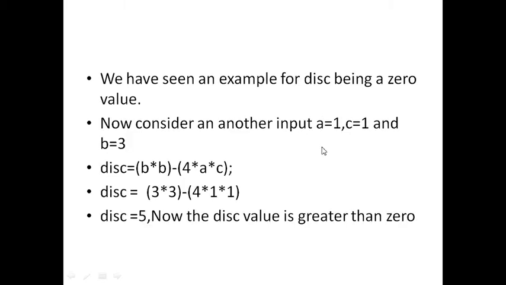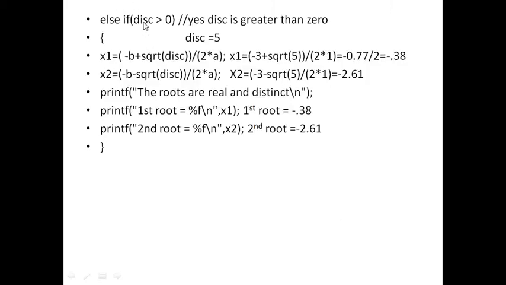Now let's look at the next condition, where we consider another input. A is equal to 1, C is equal to 1, and B is equal to 3. So you have b square is equal to 3 into 3 minus 4 into 1 into 1. So disk is equal to 9 minus 4. That becomes 5. So disk is equal to 5. So the disk value is greater than 0. Now it will check this condition. Is this greater than 0? Yes. Disk is greater than 0.